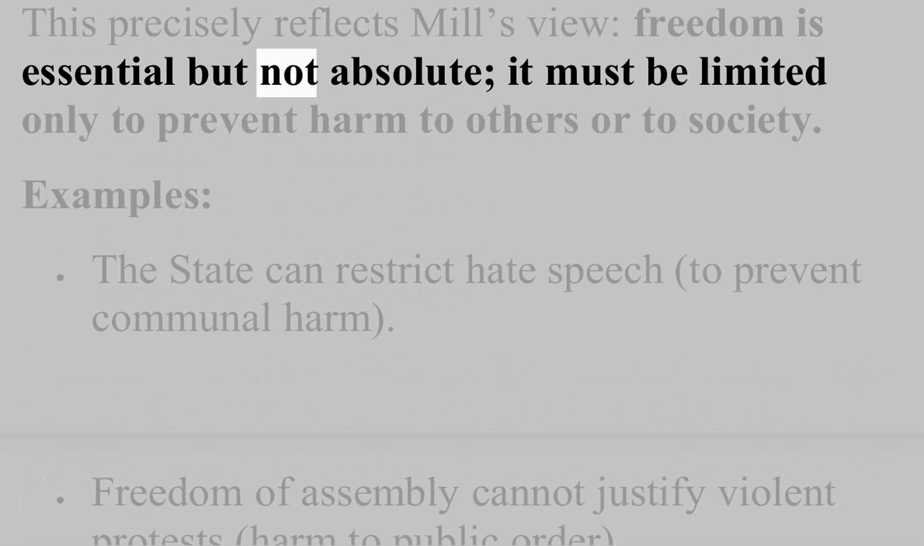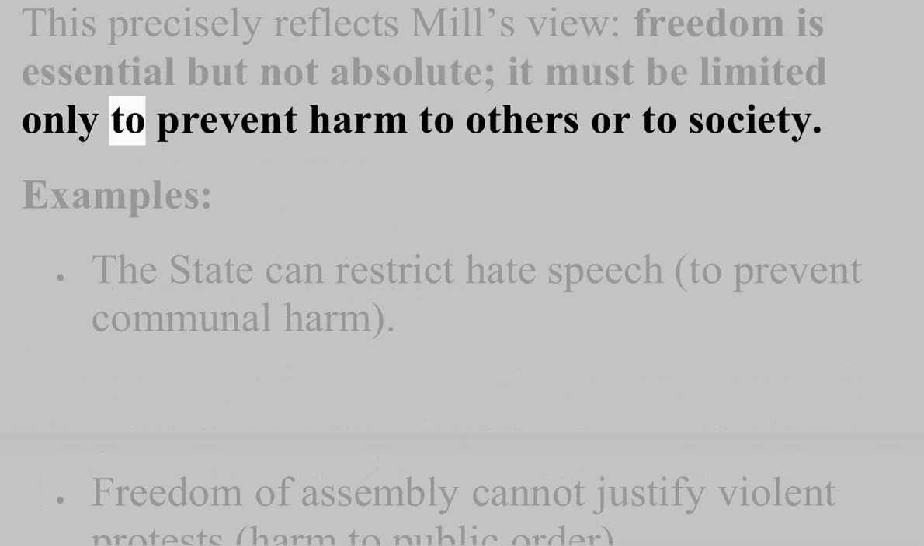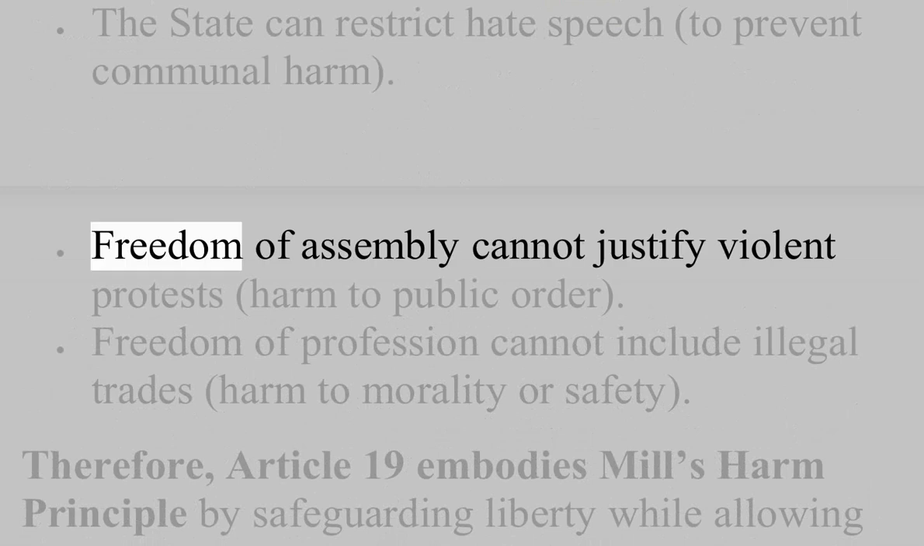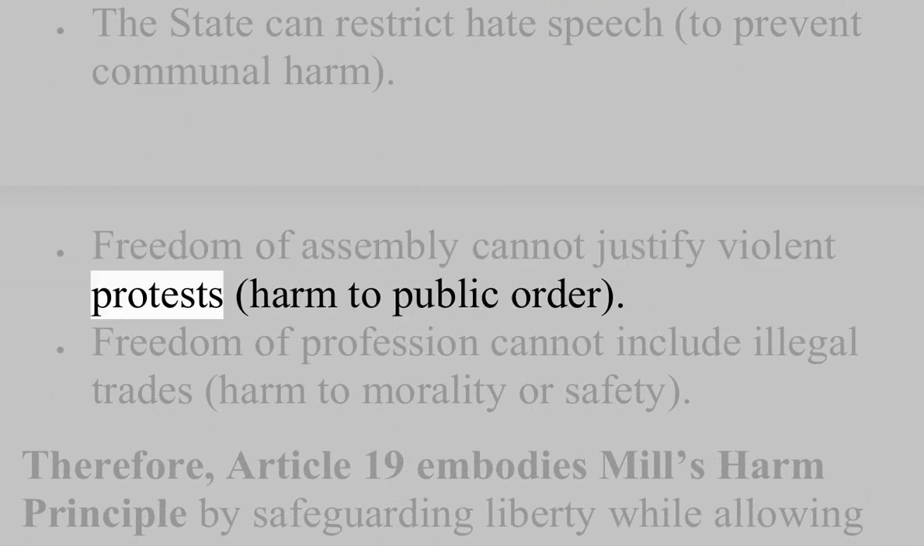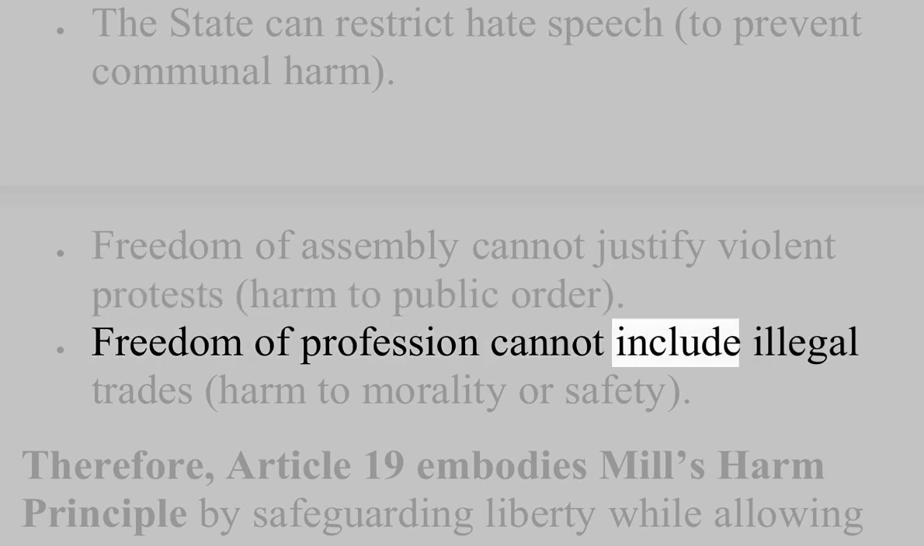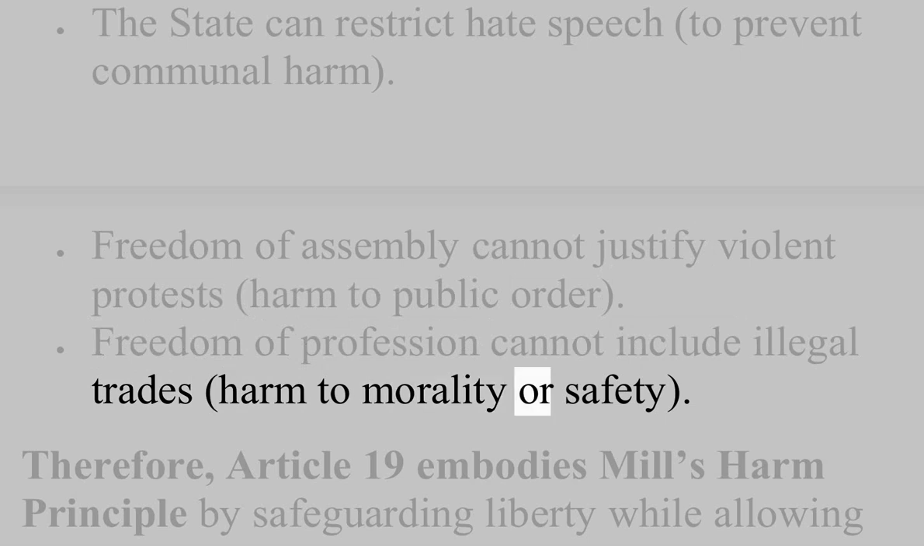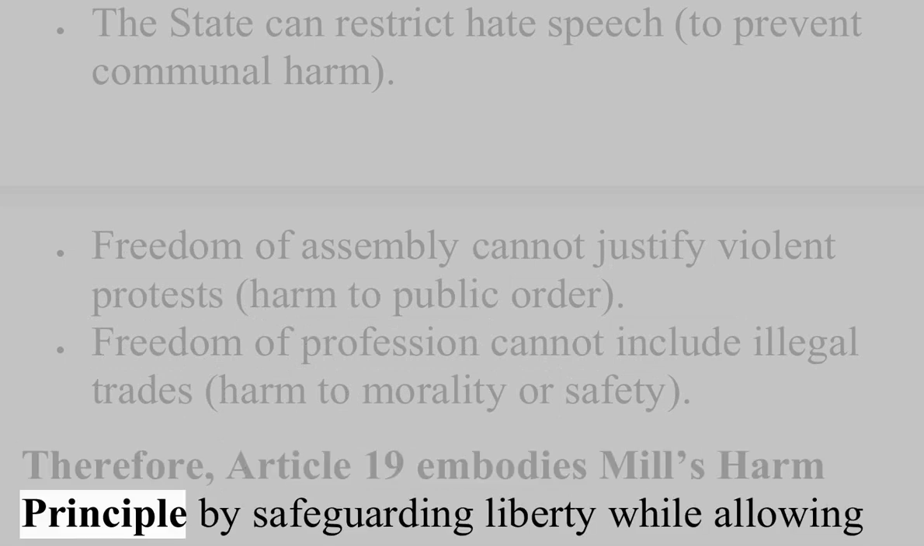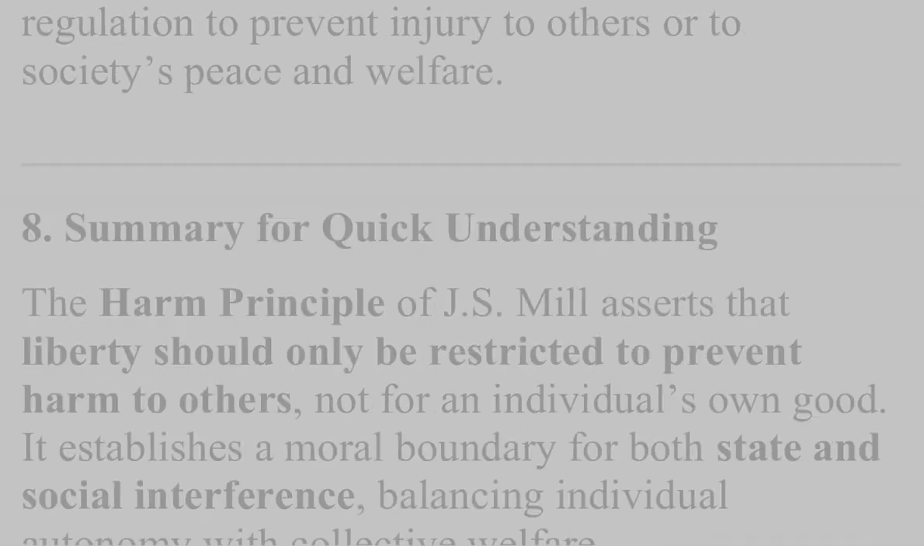Freedom is essential but not absolute. It must be limited only to prevent harm to others or to society. Examples: the state can restrict hate speech to prevent communal harm. Freedom of assembly cannot justify violent protests, harm to public order. Freedom of profession cannot include illegal trades, harm to morality or safety. Therefore, Article 19 embodies Mill's harm principle by safeguarding liberty while allowing regulation to prevent injury to others or to society's peace and welfare.